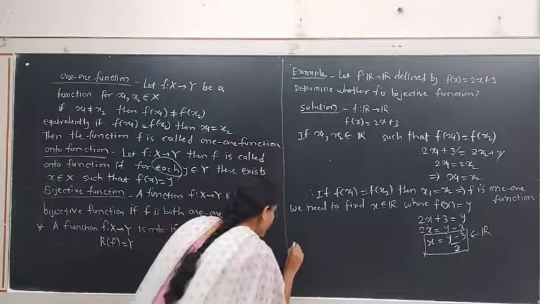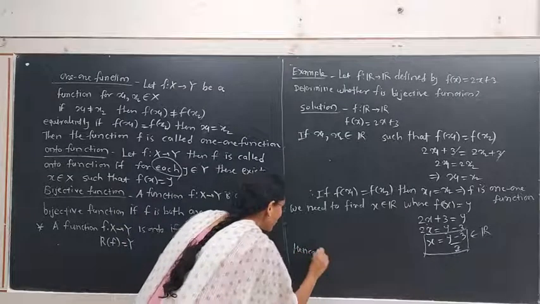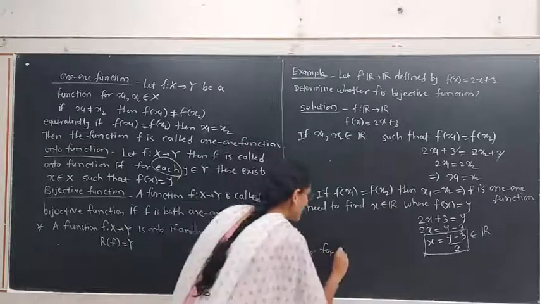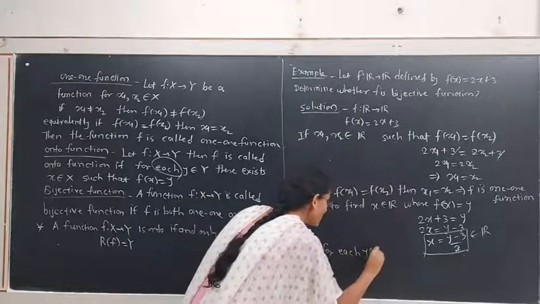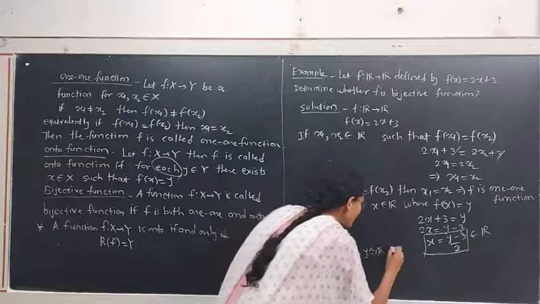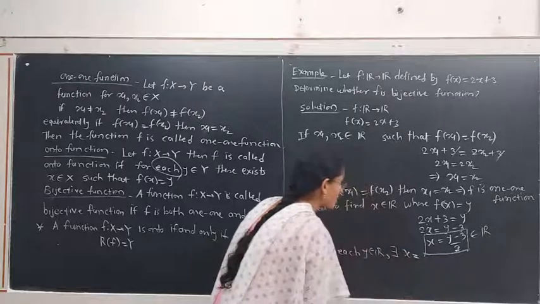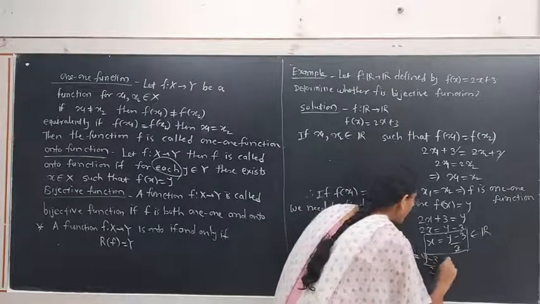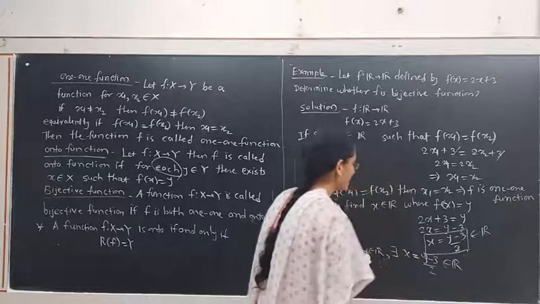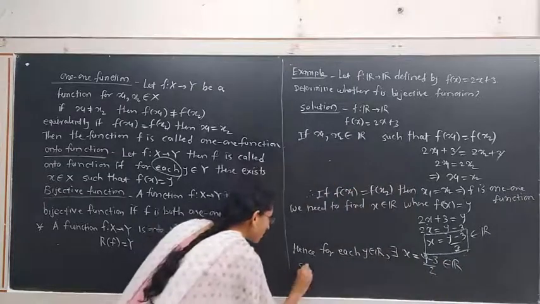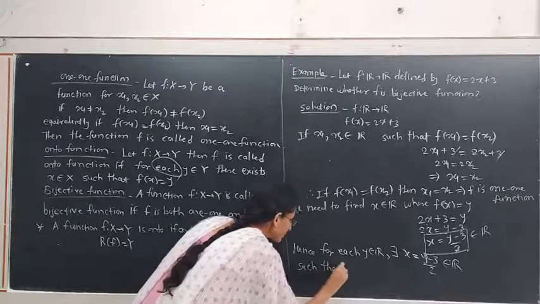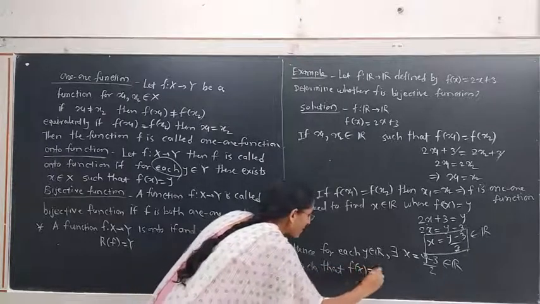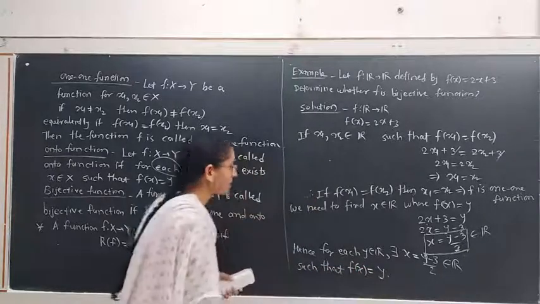Hence, for each y belongs to R, there exists x is equal to y minus 3 upon 2 belongs to domain set such that f of x is equal to y. Hence f is onto function.